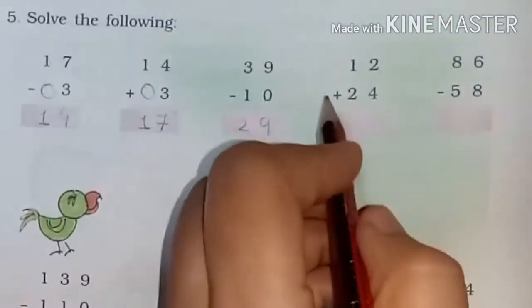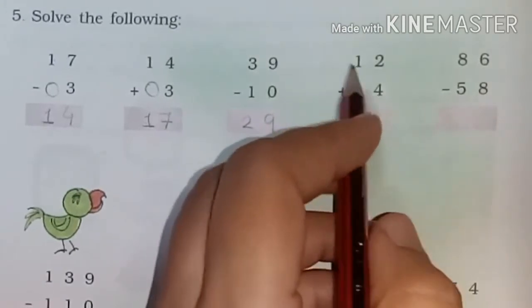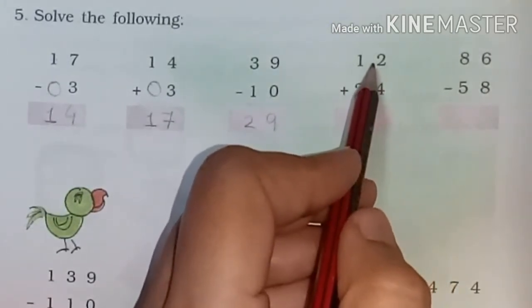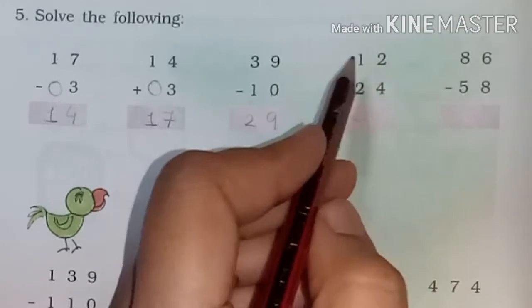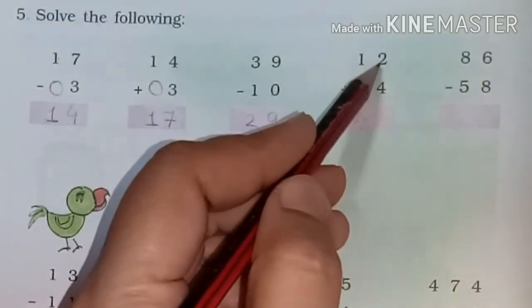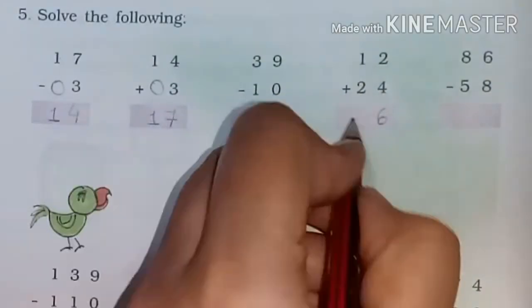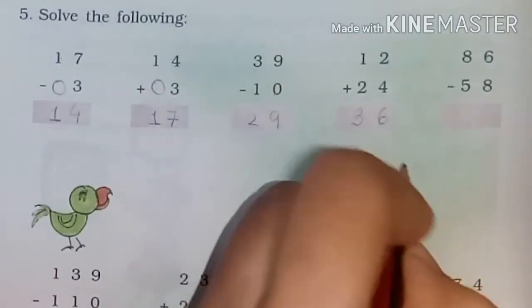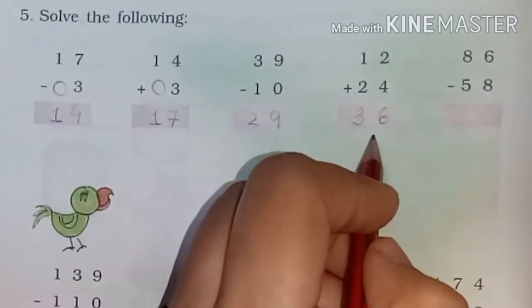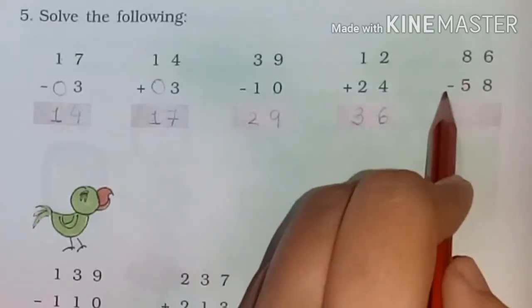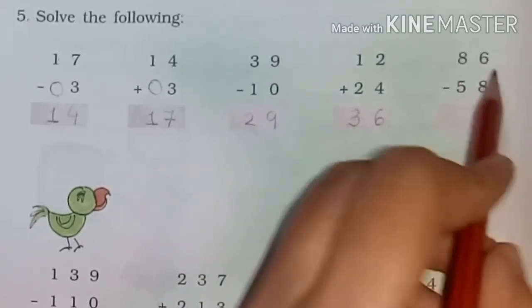Now in the next sum again there is addition. We will add first ones place digits. So here 2 plus 4, that is 6. 1 plus 2 is 3. So the answer is 36. Next one, here we have to do subtraction.